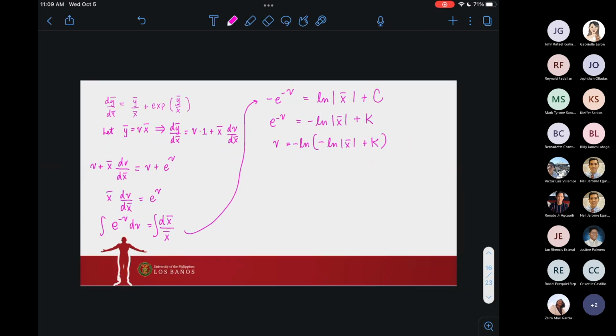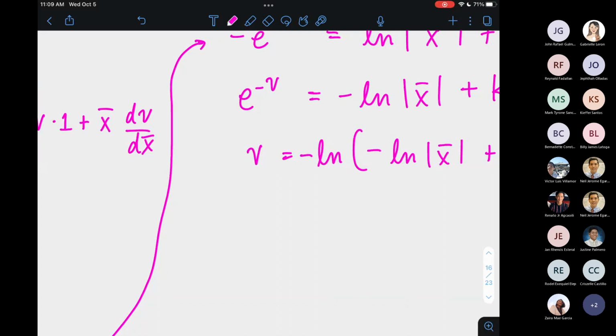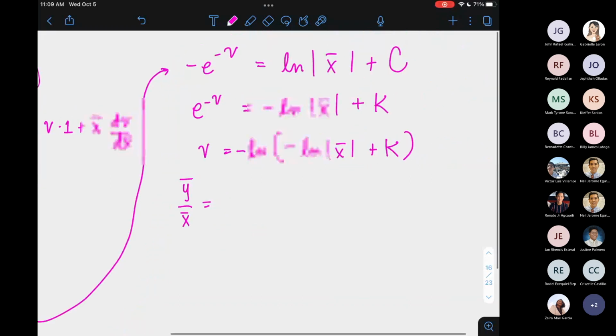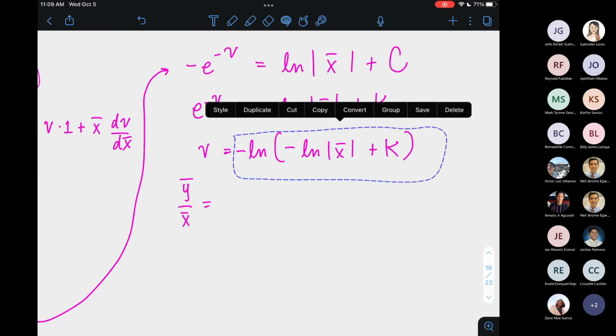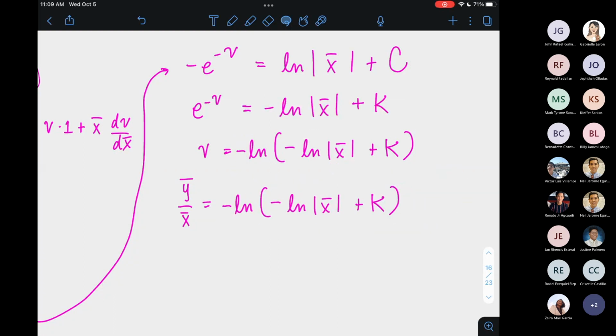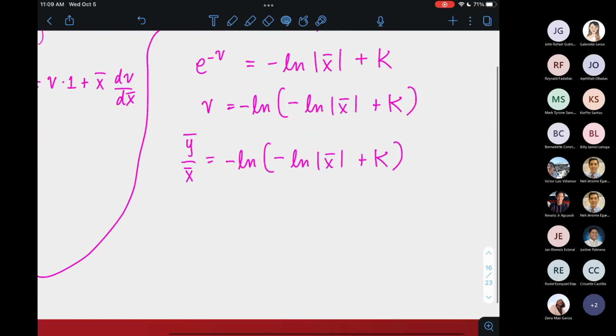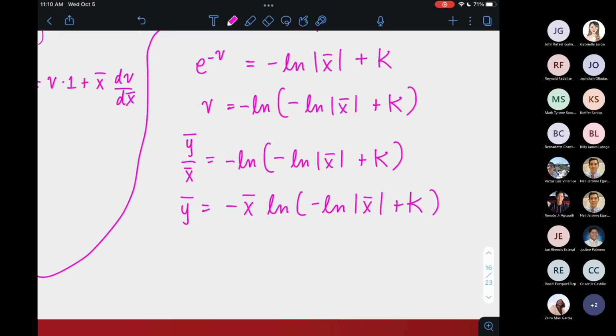Remember, v is y bar over x bar. Y bar over x bar is equal to this guy. Duplicate ko na lang to. So tapos, babalik ako ngayon sa x at saka sa y. Pero I can multiply both sides muna by x bar. So I'll have y bar equals negative x bar times ln, and negative ln ng x bar plus arbitrary constant k. And then I'll revert to the very original variables.